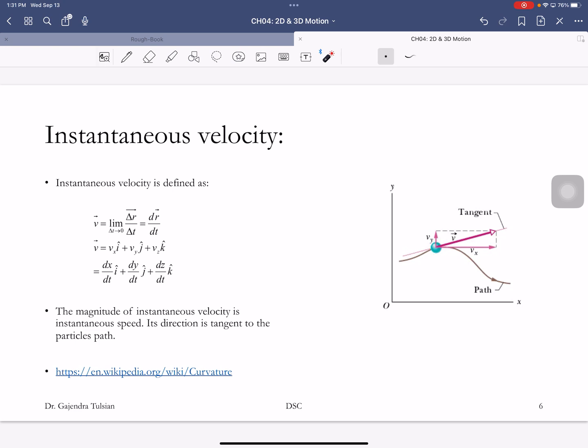Then you'll be interested in the acceleration. It turns out that the instantaneous velocity is tangent to the trajectory. Here's your trajectory, and the velocity is pointing in this direction. Of course, the magnitude of the velocity gives you your speed, which tells you how fast you're going. All that information, the magnitude and direction of the vector, is contained in the velocity.